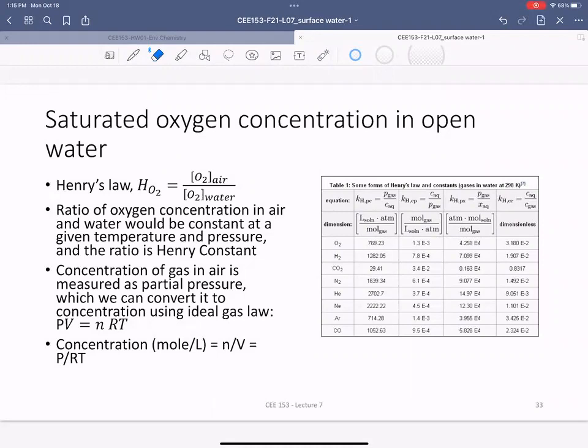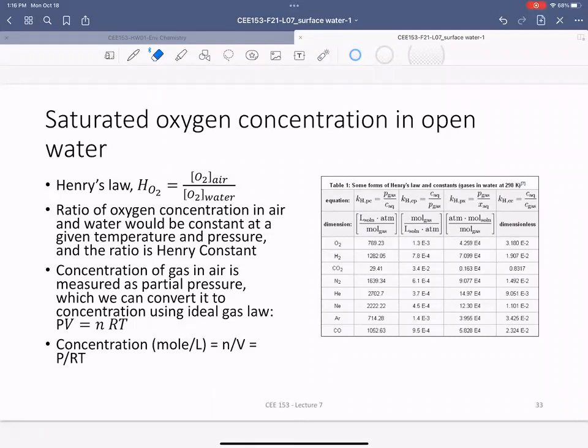So all it means is that if you increase the temperature, the concentration is going to change, because the partial pressure is going to change. The air is going to expand. So that means the concentration of stuff depends on temperature. So the concentration of pollutants or oxygen in water will depend on the temperature of the air or water. Okay, that's because of this.